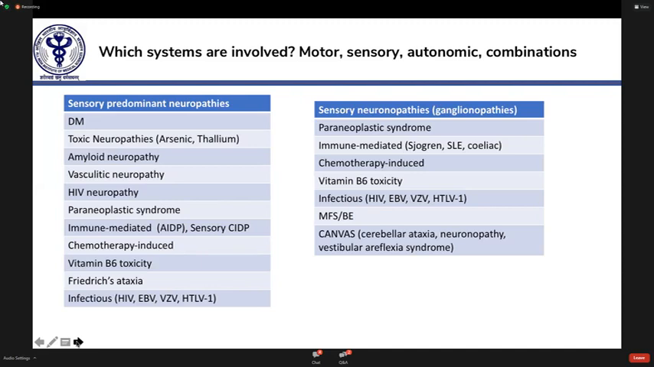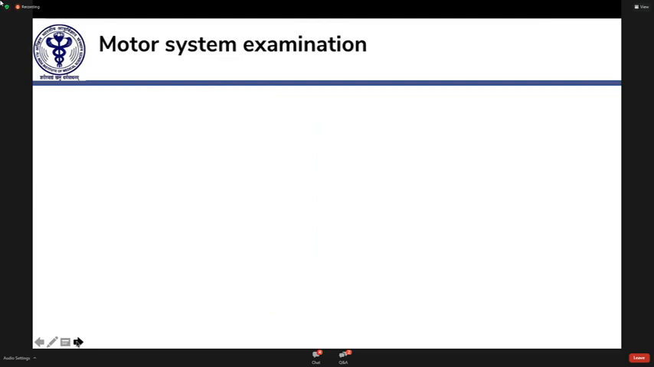Most of the same causes can cause ganglionopathies also, but the most common are paraneoplastic, immune-mediated like Sjogren's, chemotherapy-induced, pyridoxine toxicity, and infections. Some cases of Miller-Fisher syndrome, because of encephalitis overlap, can cause ganglionopathy. The CANVAS syndrome, cerebellar ataxia, neuropathy, and vestibular areflexia syndrome can also involve the ganglia.